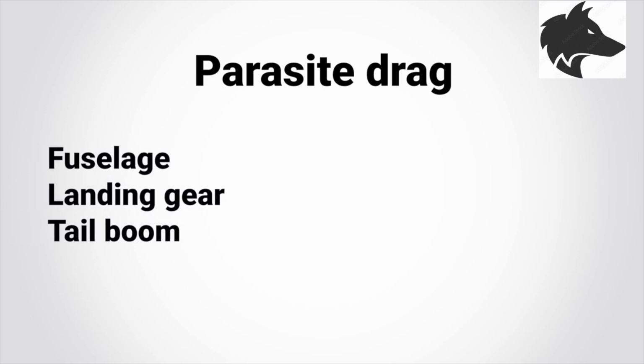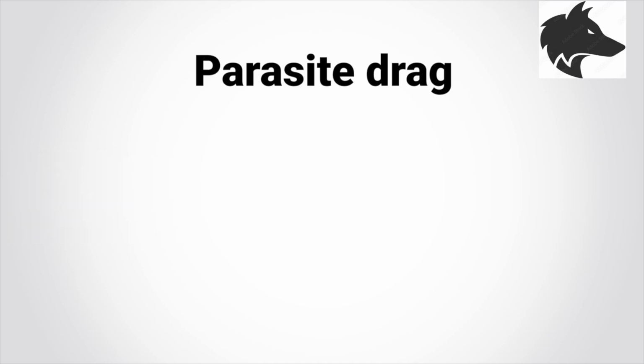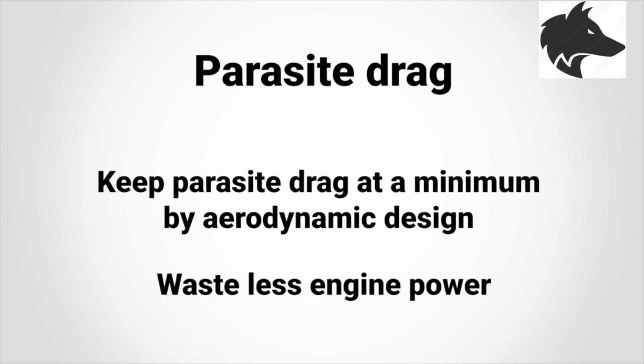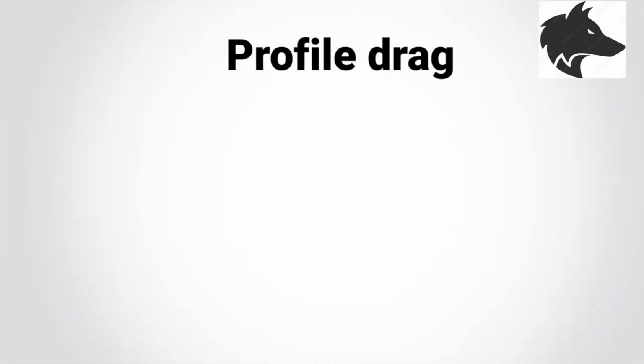Since parasite drag varies with velocity squared, it's essential to keep it at a minimum. This means shaping every single component of the aircraft as aerodynamically as possible. By shaping components such as the fuselage, skids, wheels, and antennas as aerodynamically clean as possible, less engine power is wasted in this part of the aircraft's total drag.